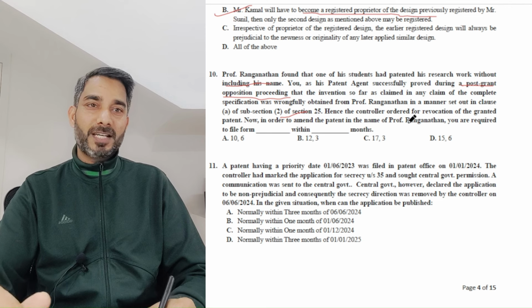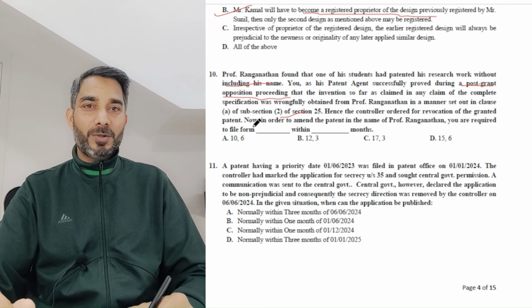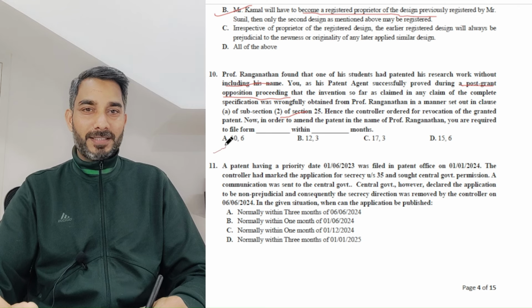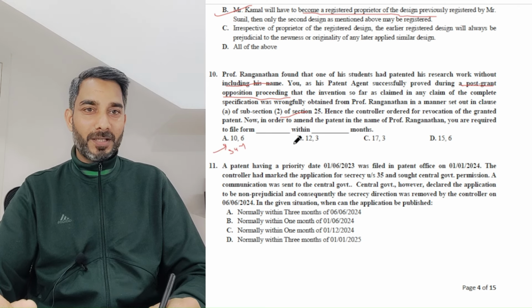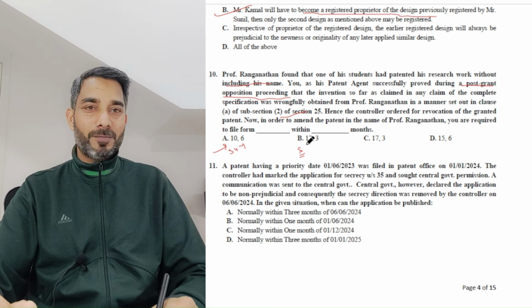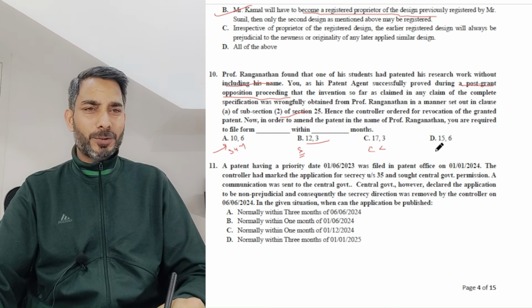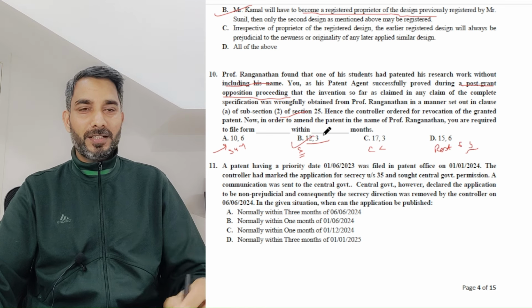Now, in order to amend the patent in the name of Professor Ranganathan, you are required to file what forms and in what months. This is section 44, not applicable. This is what section is. Form 12 and 3 months. This is, we know, compulsory license. And this is restoration, 63. So the answer is B.